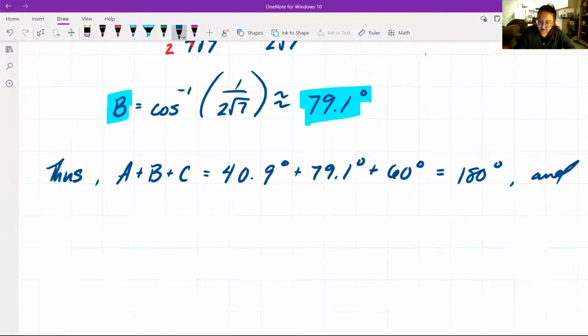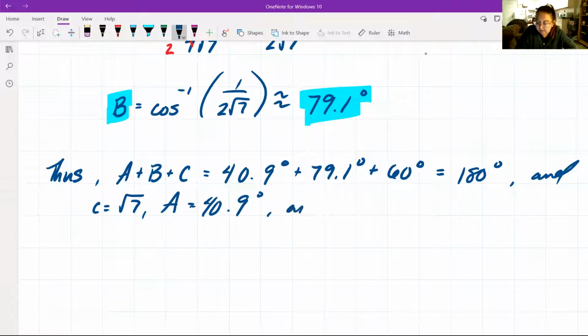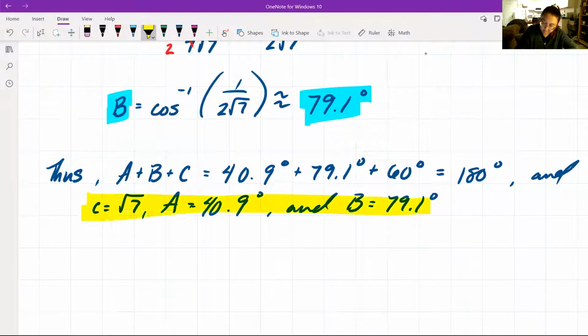So, and I'll write our final answers. Little c was equal to the square root of 7. A is equal to 40.9 degrees. And B is equal to 79.1 degrees. So, all right, those were our values. That's how we went about solving for our SAS triangle.